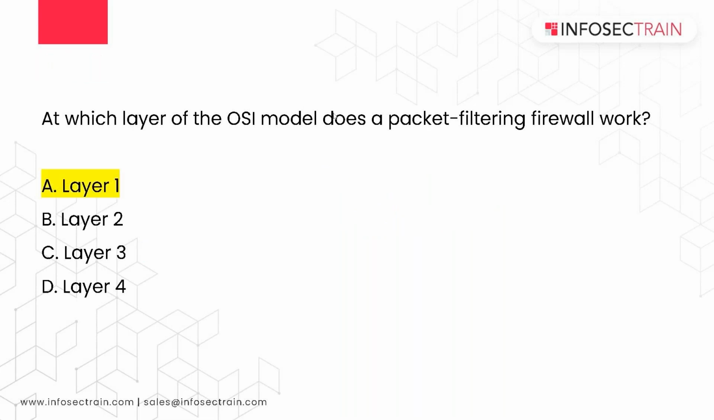So the correct answer for this is layer 3. But in many places you will also find that it works on the transport layer, and also the data link layer. It is also working there. But specifically, a packet filtering firewall works on the network layer.